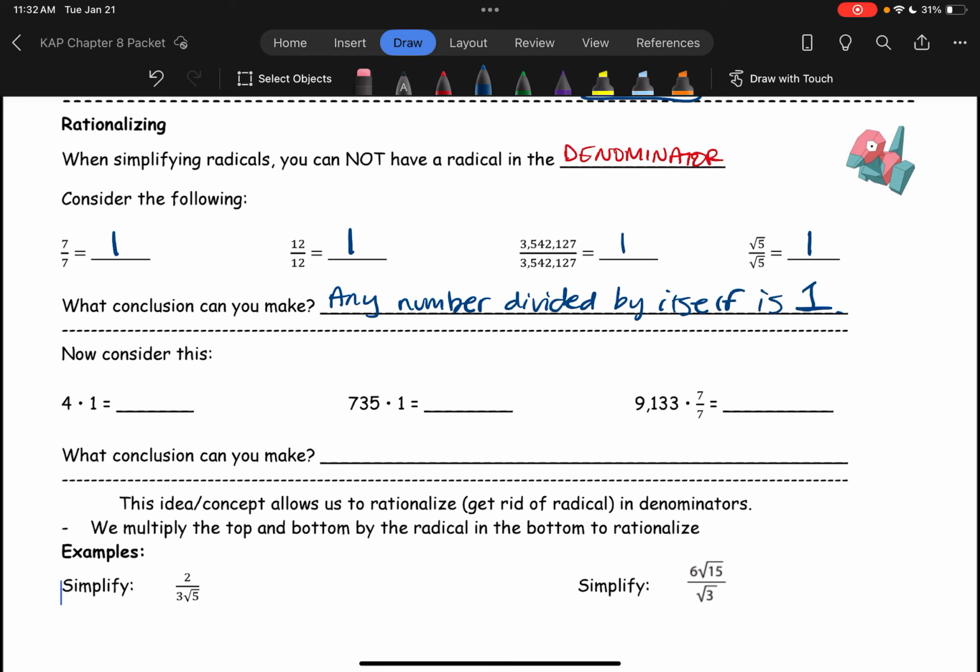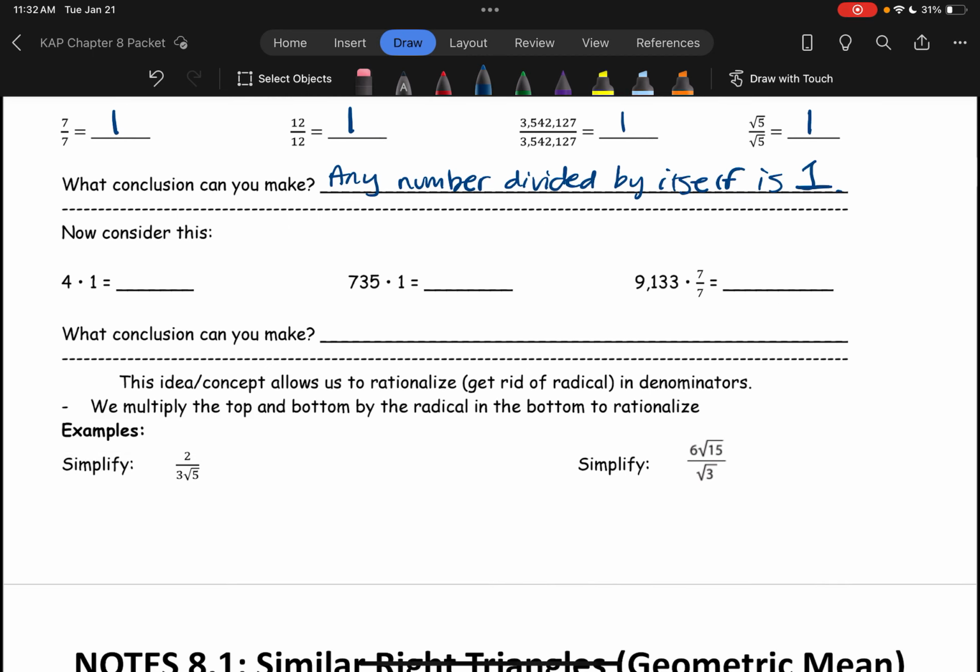So as we looked at the examples, you pretty much have the same thing on top and bottom. So any number divided by itself is always going to be 1. A really important concept to know for really any subject in math. Now I want you to consider the following, okay? Now consider the problems down below. 4 times 1, well, that's 4. 735 times 1, well, that's 735.